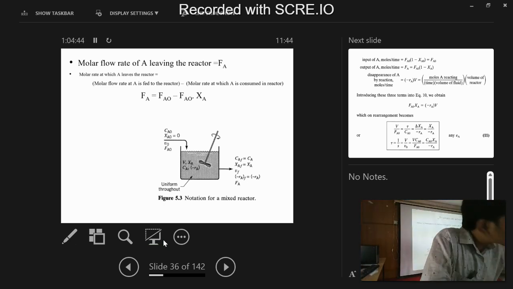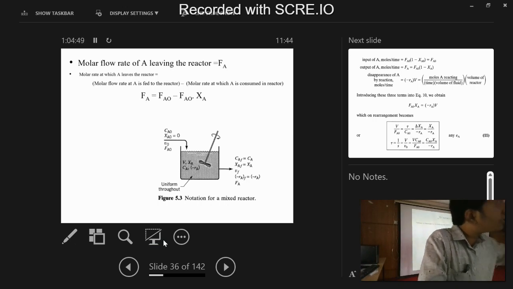So I need to take a small geometry, then under that geometry I do the balance, then I try to integrate it for the entire reactor.